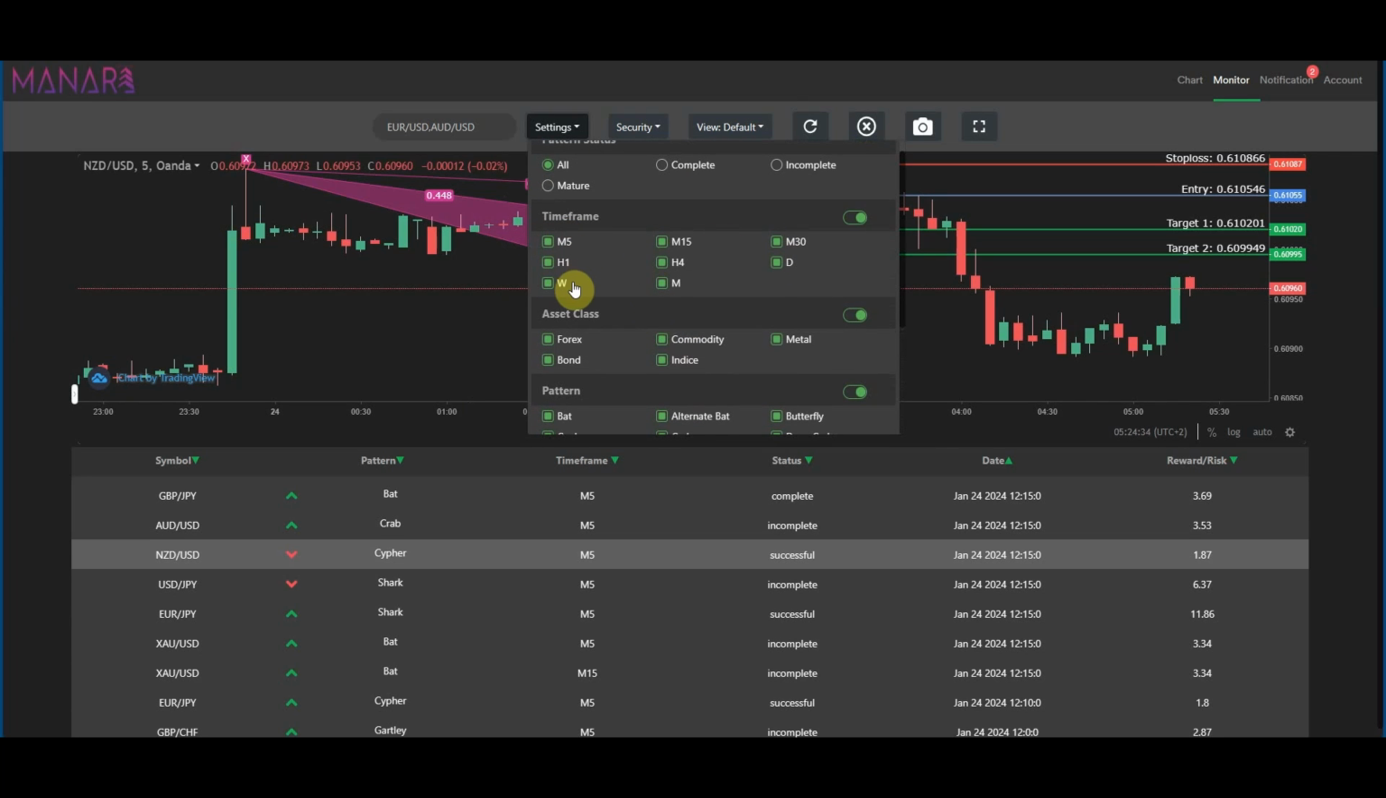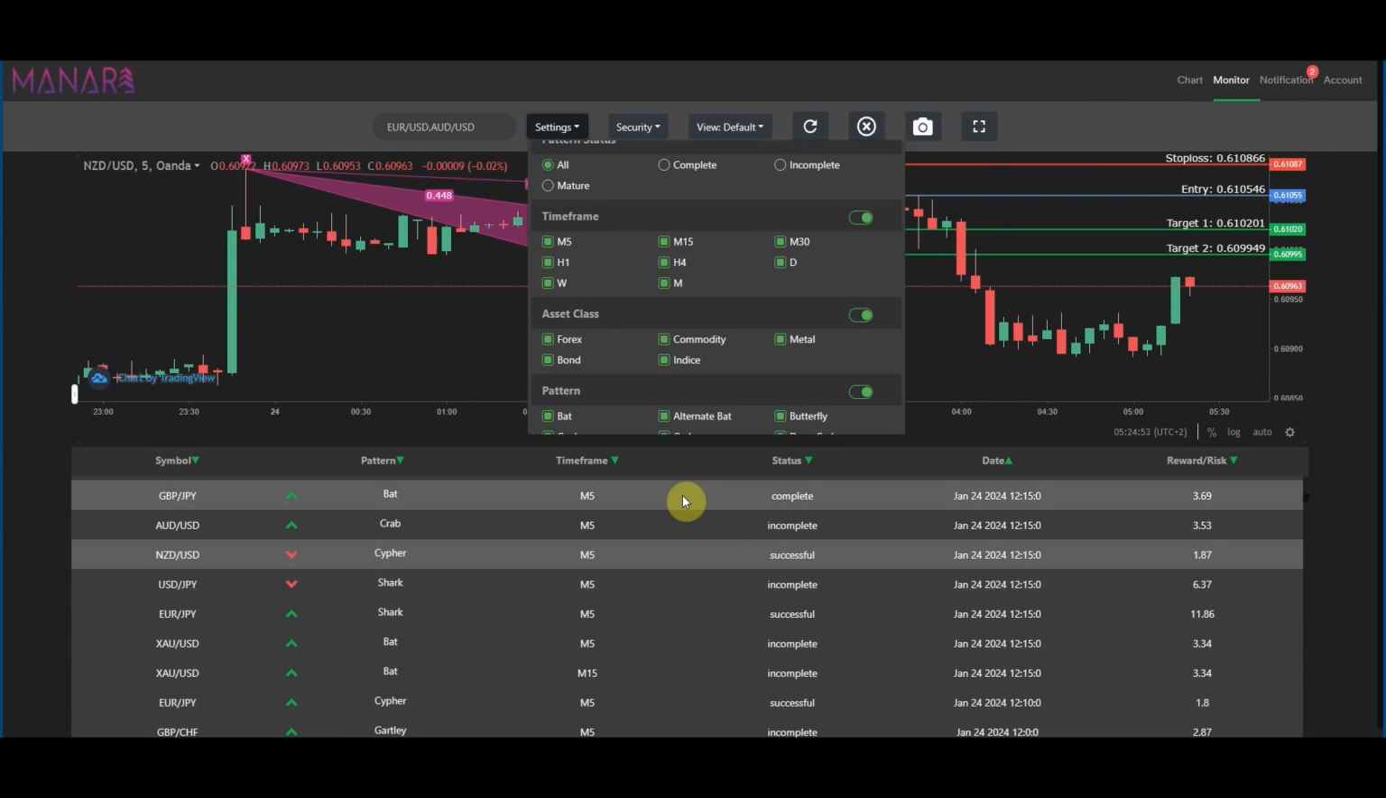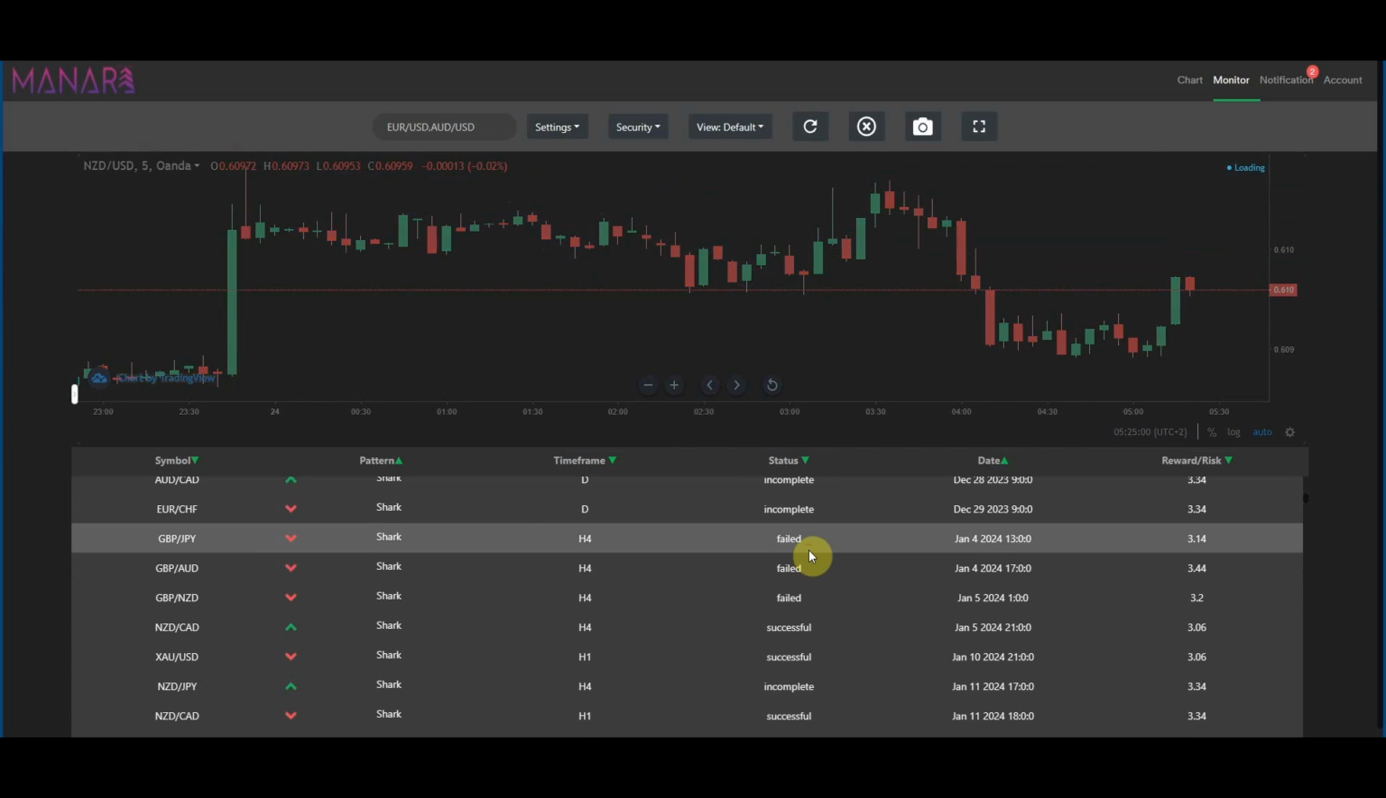So if you like bigger time frames, you may get less of them, and you'd really want to hope they work when they actually show up. But if you don't like the 5 minute, for example, if they're too frequent, you can just uncheck that and they'll disappear from the notifications and this monitor page here as well. So I'm just going to go find another failed.